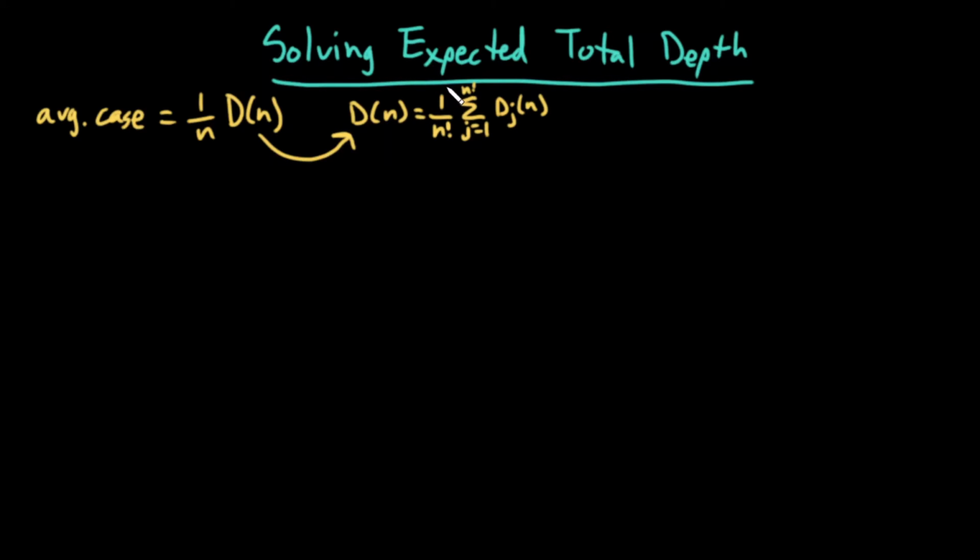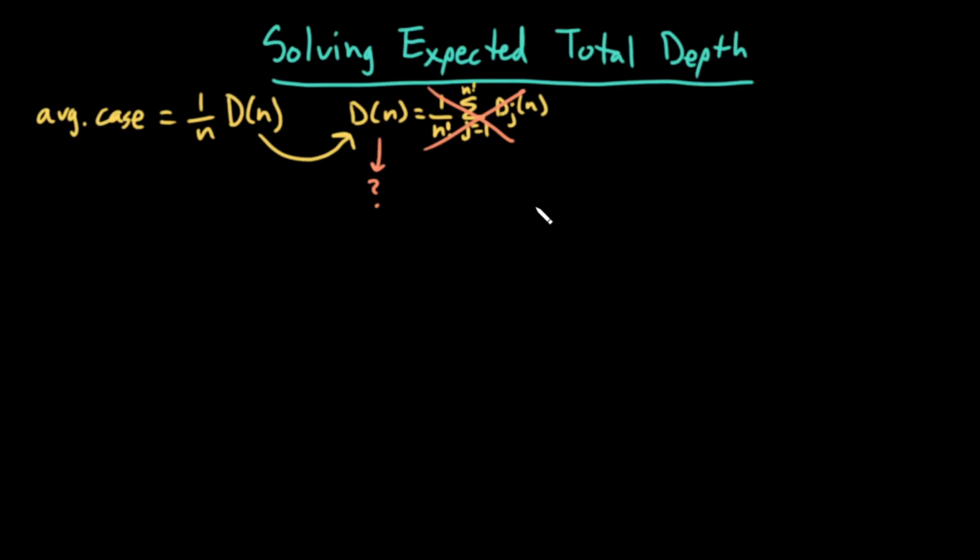Therefore, over all possible n factorial insertion orders, the expected total depth would be 1 over n factorial, the probability of seeing a specific insertion order, times the sum of the total depth of insertion order j over all n factorial possible insertion orders. However, this sum has an exponential number of terms in it. I don't want to have to compute this sum, so hopefully I can avoid doing this. Is there some better way of computing the expected total depth of a binary search tree with n nodes without having to do this exponential sum?